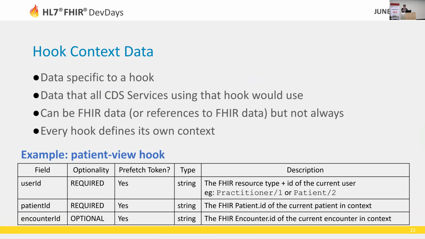Hook context data is specific to the hook. So when you define a hook, you also specify the context information that's associated with it. So patient view, for example, has user ID, the patient ID, encounter ID. Those are defined by the hook because the client is the originator of that request and will have that information. So it can be FHIR data or references to FHIR data, but it's not always. And then every hook defines its own context.